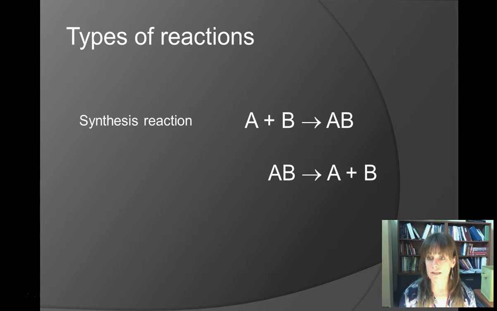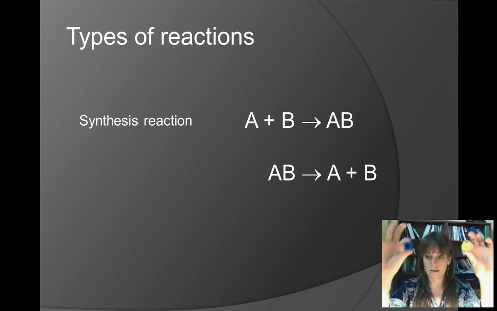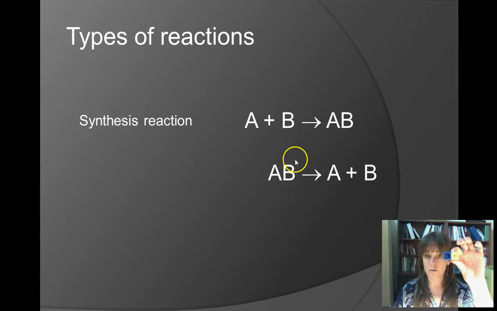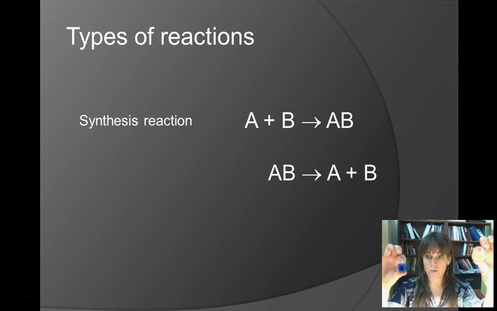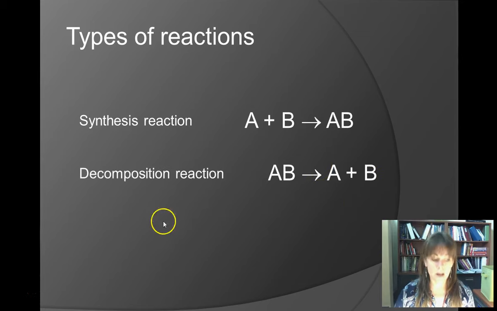Now here is a different type of reaction. You notice here we start with a larger molecule and we break it into pieces. So notice AB is our reactant, and A alone and B alone are our products at the end. And this is called a decomposition reaction.